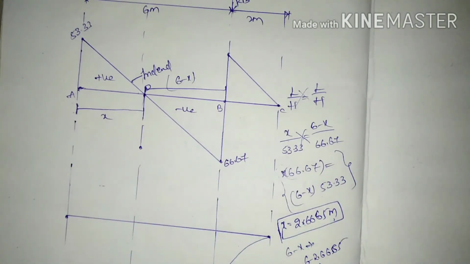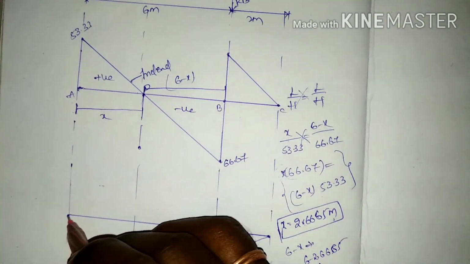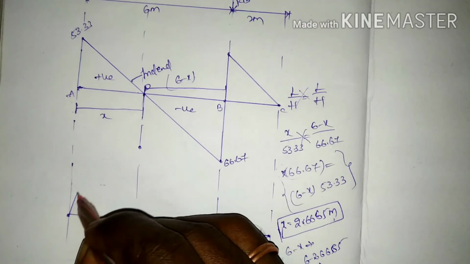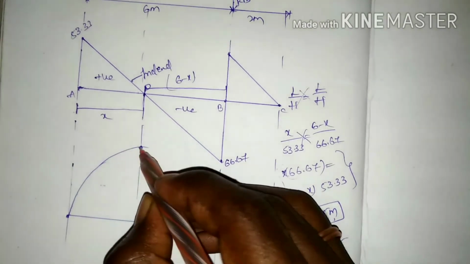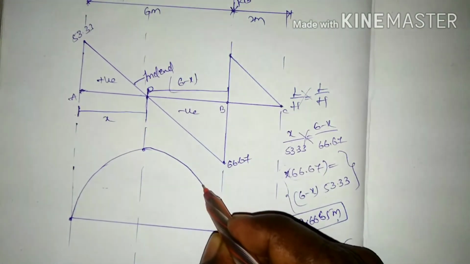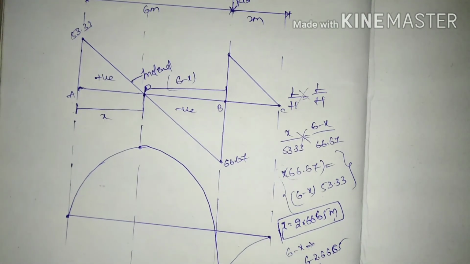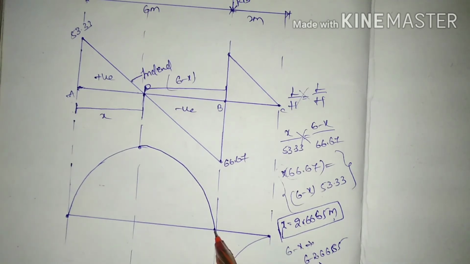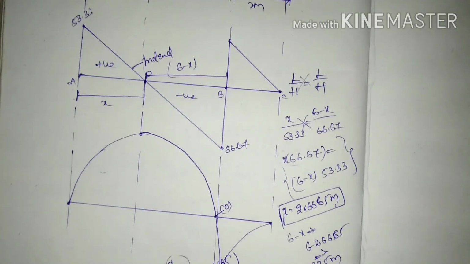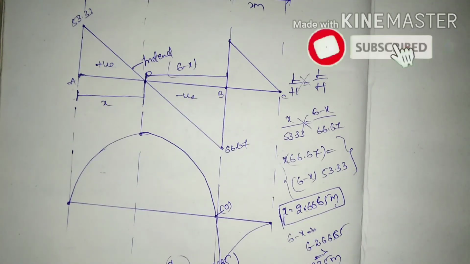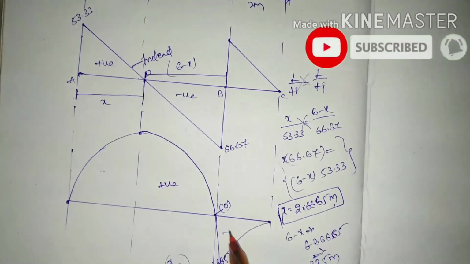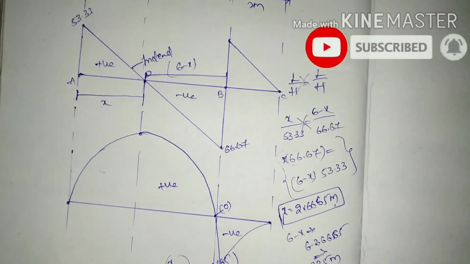Here we are getting the parabolic curve like this, joining to D and joining to the B line with a distance. Here we are getting 0 on the reference line. This is going to be called the point of contraflexure, where the bending moment changes its sign.